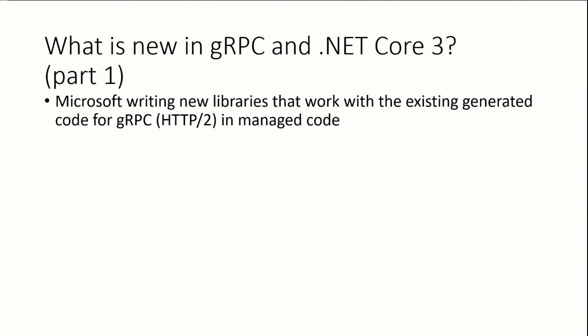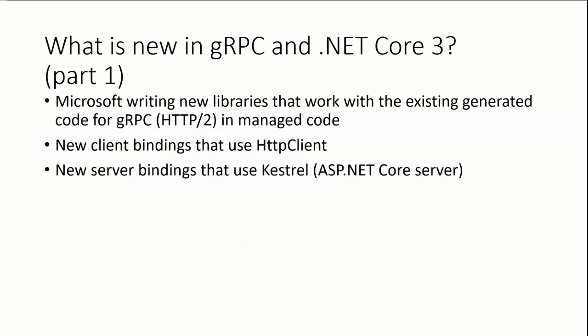So, the point here is that Microsoft are writing new libraries that work with everything that I've shown so far, all the existing mechanisms, but in managed code. So this doesn't change the API at all, but it changes what's going on underneath. In particular, that means there's new client bindings using HTTP client, with the HTTP client in .NET Core 3 now becoming HTTP2 aware, which gRPC is built on HTTP2. That's a prerequisite.